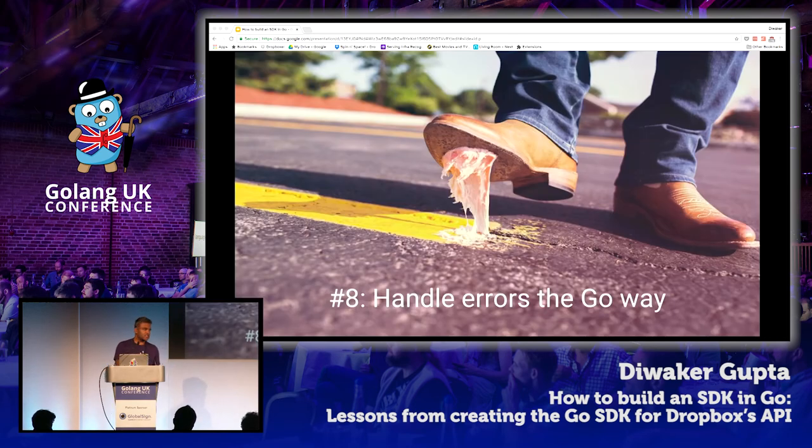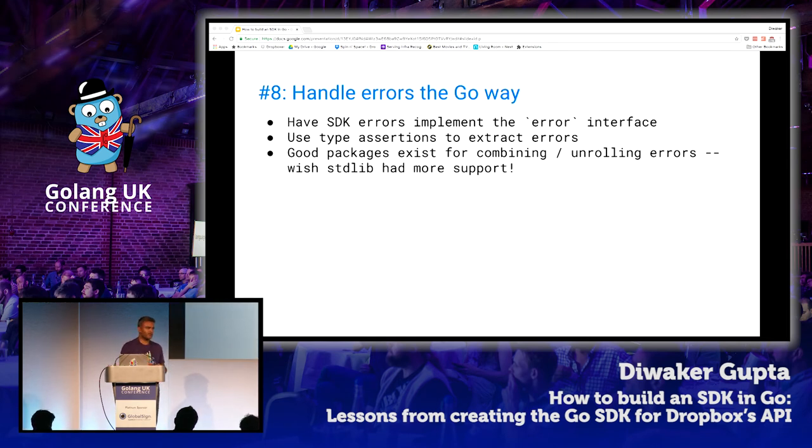And last but not least, error handling. Love it or hate it, Go is very opinionated and very constrained about how error handling is done. And as I mentioned before, rather than fight the Go way of doing things, it's better to go along with the Go idioms where possible. So in this case, there are obvious things like if you have custom error types within your SDK, they should all implement the error interface so that you can use them as error values. It makes your code composable and avoids surprises from a user perspective.